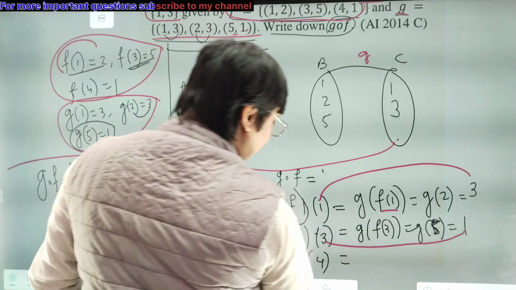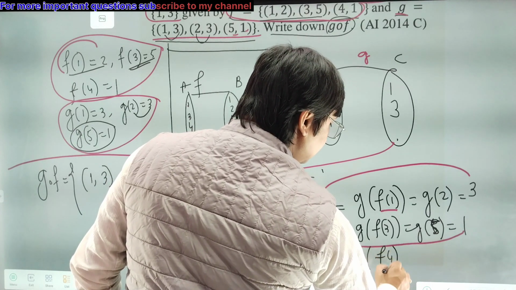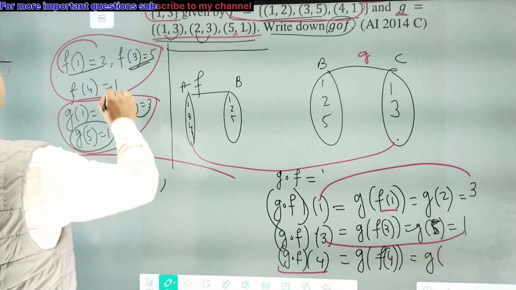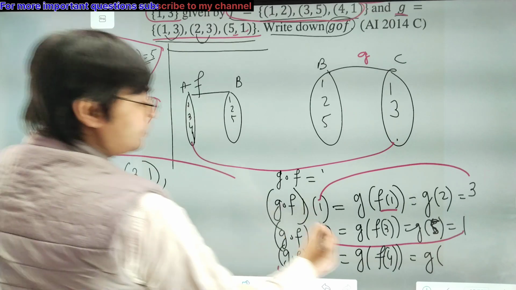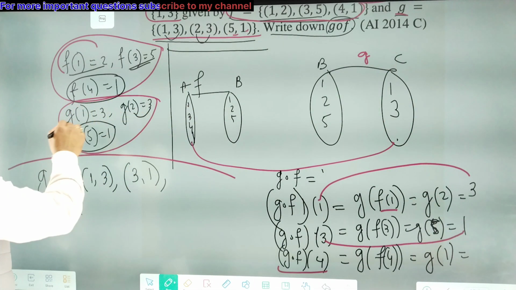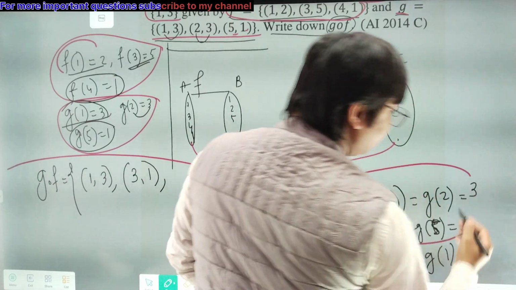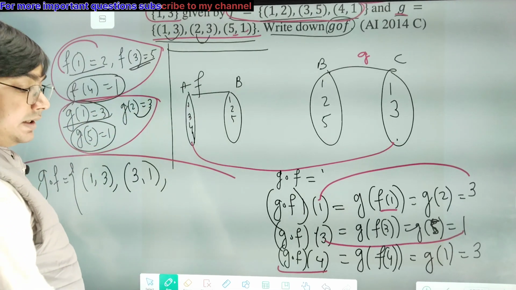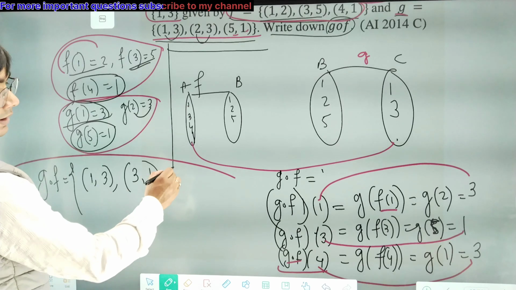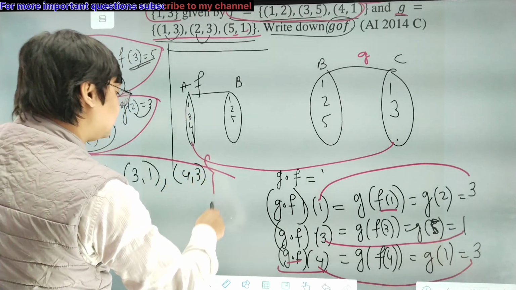Similarly you find g composite f of 4. That means g of f of 4 will be here. What will be f of 4? f of 4 is 1 here, so you put 1 here. Now what is the value of g of 1? g of 1 is 3. So this will be 3. That means the image of 4 will be 3 under this g composite f. So this is the composite f.